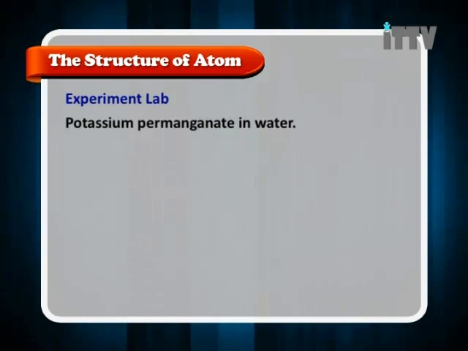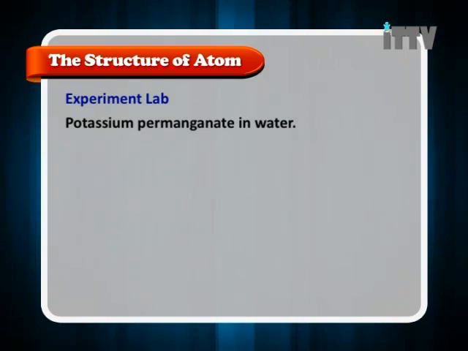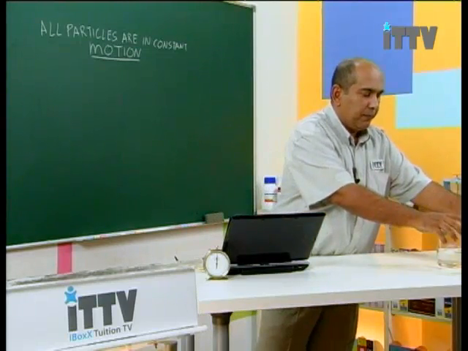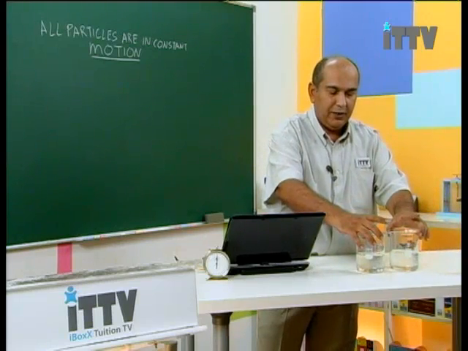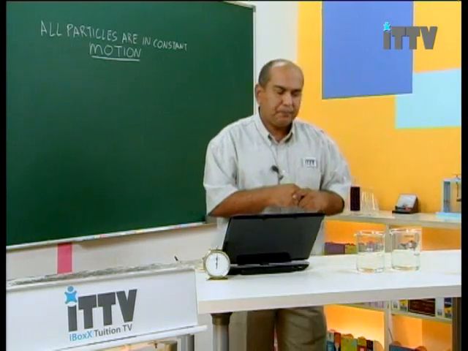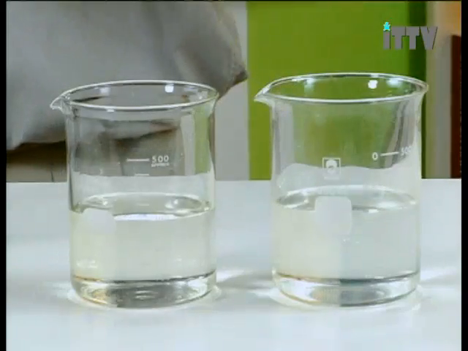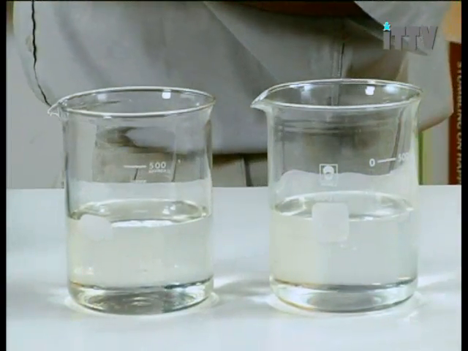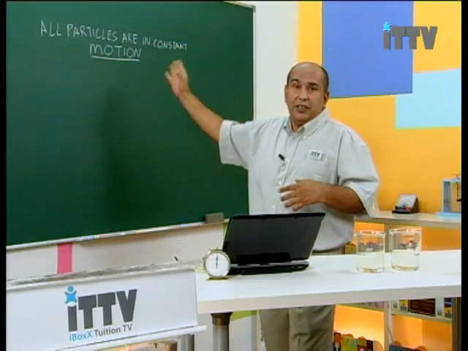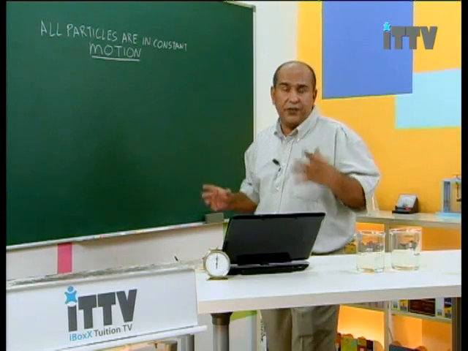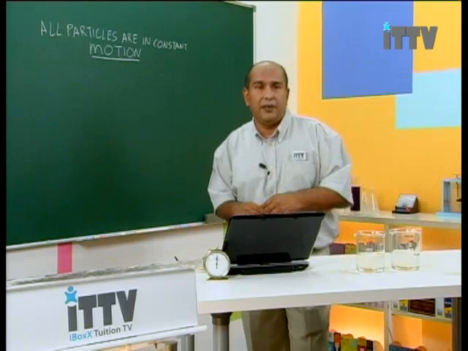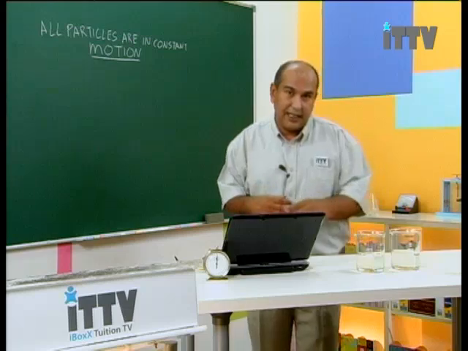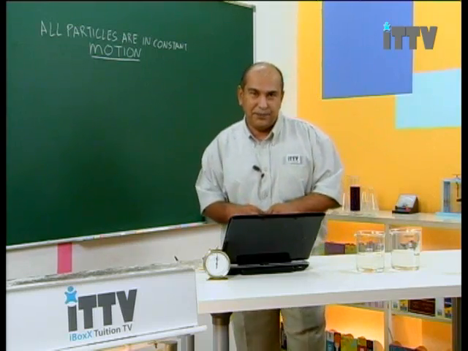Diffusion experiments. Potassium permanganate in water. So what we're going to do in this experiment is quite simple. Here we have two beakers of water with roughly an equal amount of water. What we want to do is investigate two things. One is that statement that we have up there. All particles are in constant motion. Very essential. We need to prove this. We can't just say kinetic theory says that. We need to prove that kinetic theory is correct when it says that particles are in constant motion.